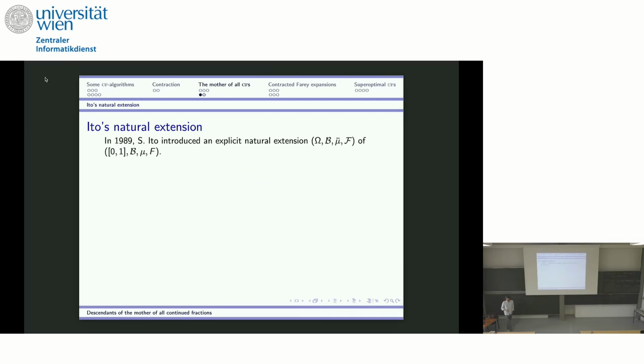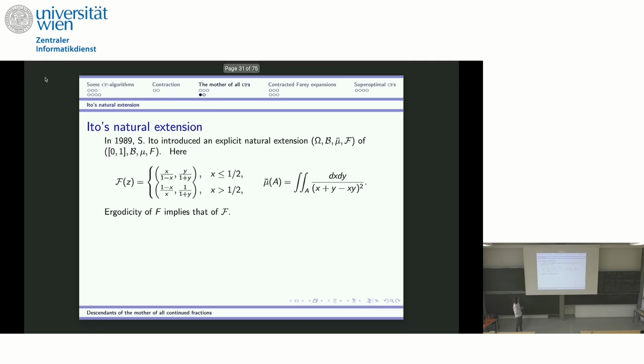Okay. So the Farey map also has a natural extension. This was introduced in 1989 by Shunji Ito. Here again, the domain is the unit square. And the map, script F, and the invariant density for the natural extension can be given explicitly. And this is ergodic because the underlying Farey map is ergodic.